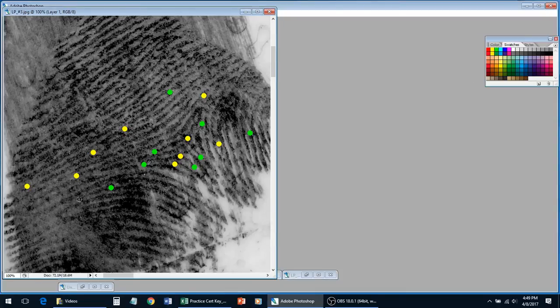So I continue to mark some more minutia here, coming all the way out to the left-hand side. This is getting a little light to see, but I'm pretty confident in a lot of these minutia. Many in green, but some in yellow.